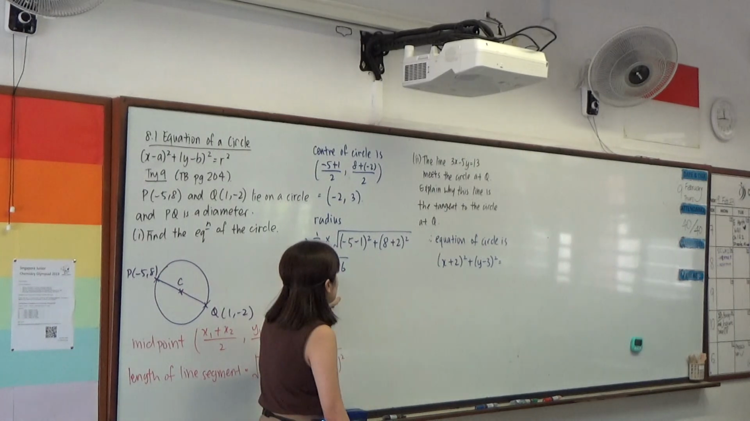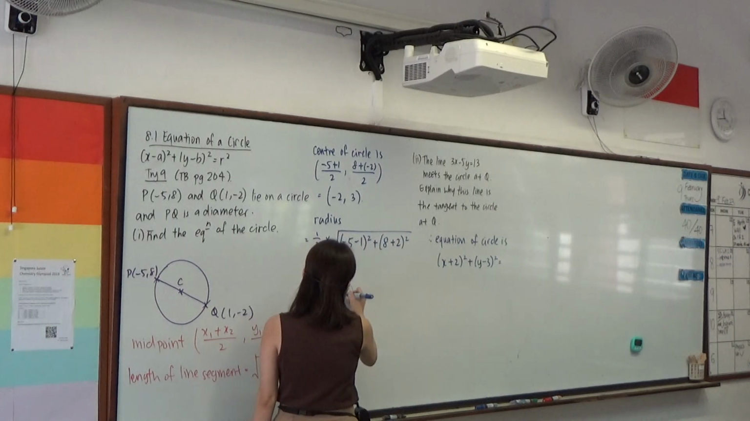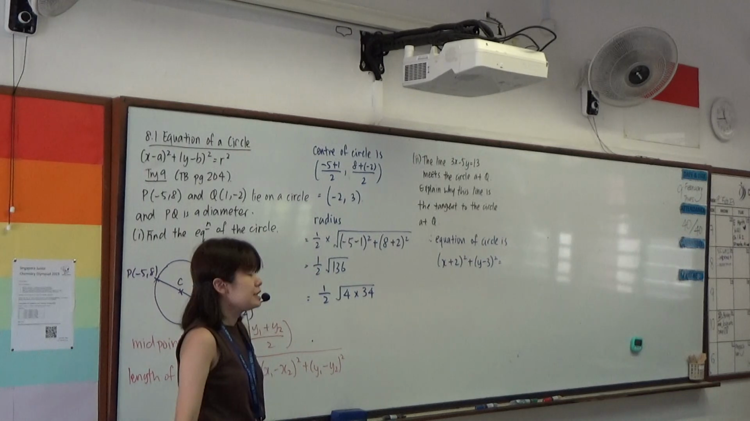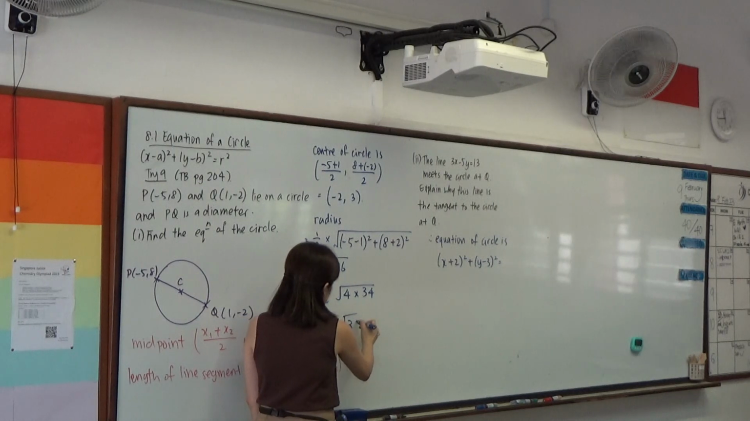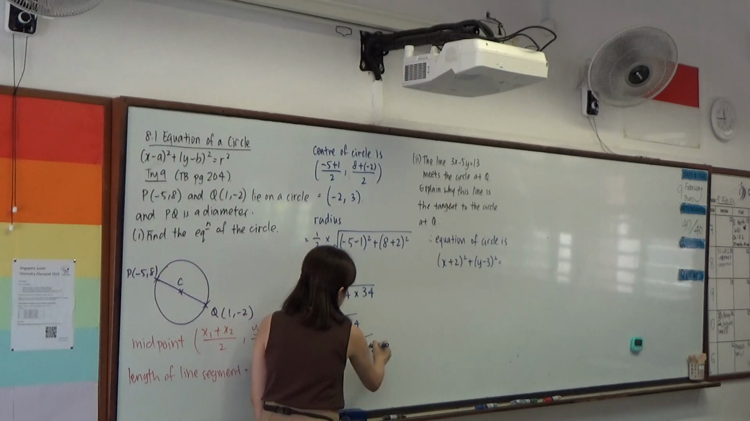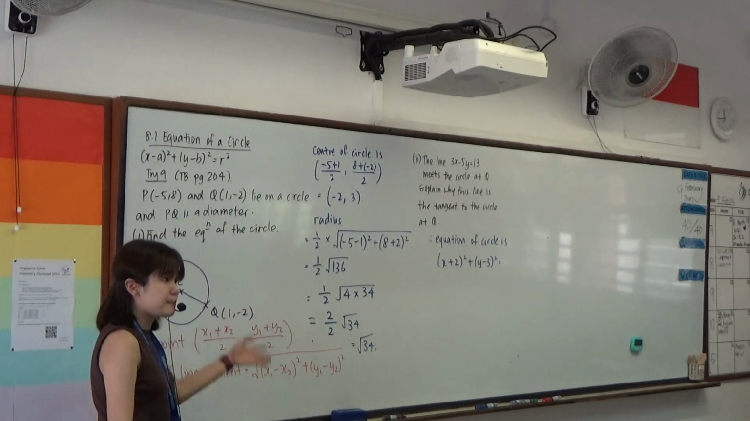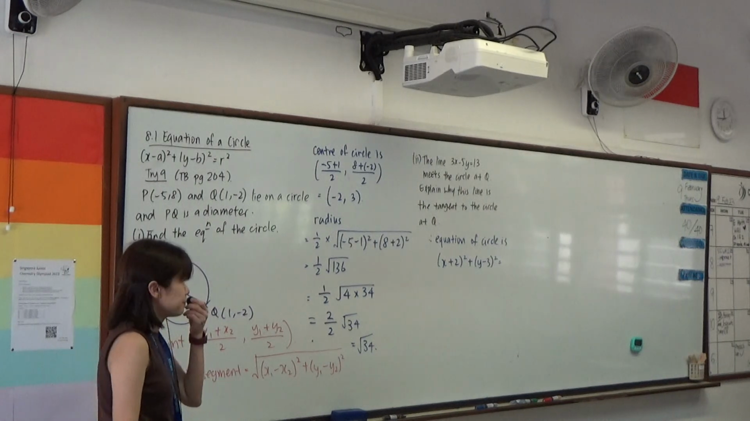So 136 is divisible by 4. In fact, it is 4 times 34. So square root of 4, that is 2. That means that it will be 2 over 2 square root 34. In other words, square root 34. I'm just explicitly writing down all the steps so that it helps us in recalling our surds.